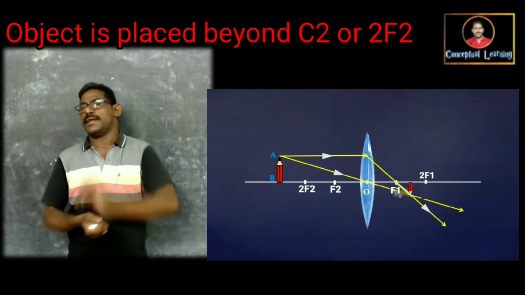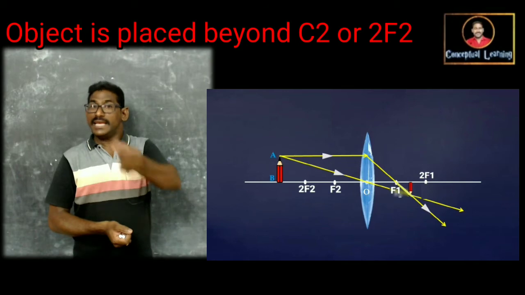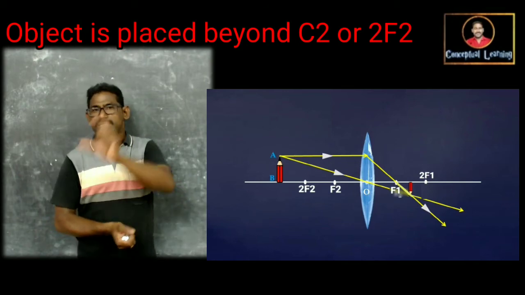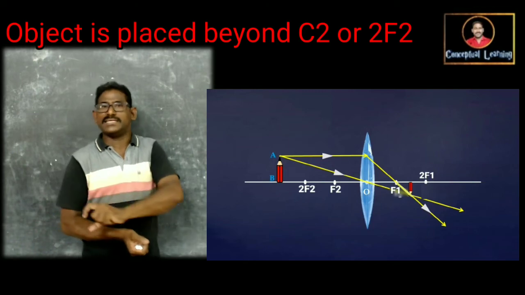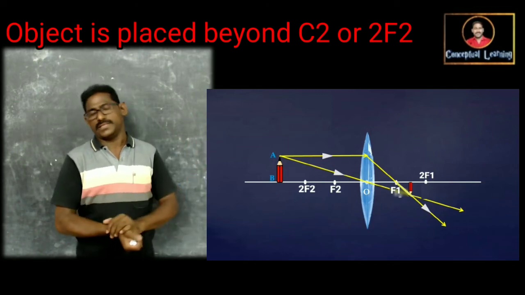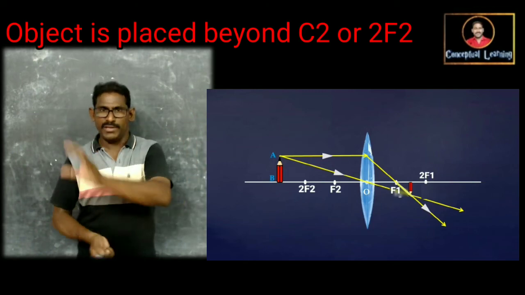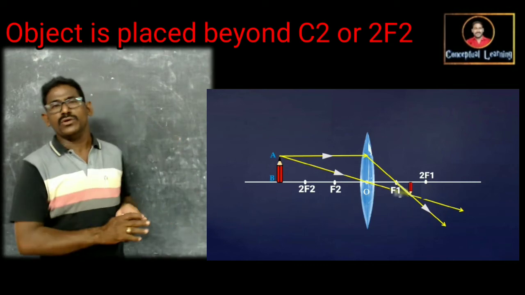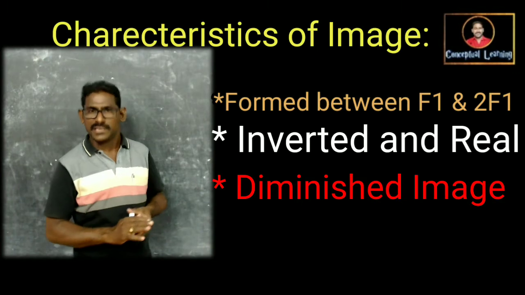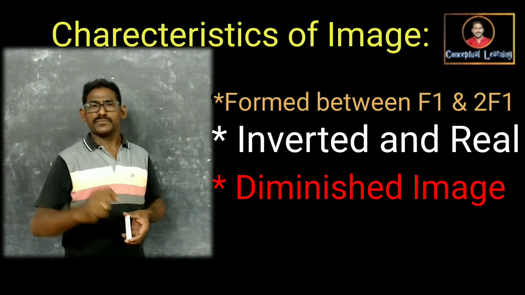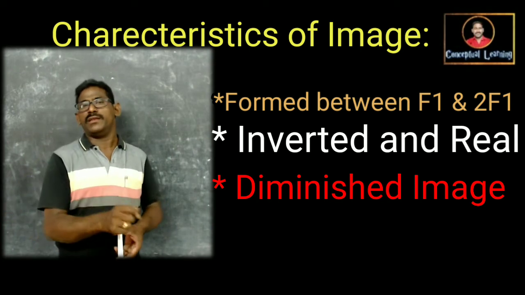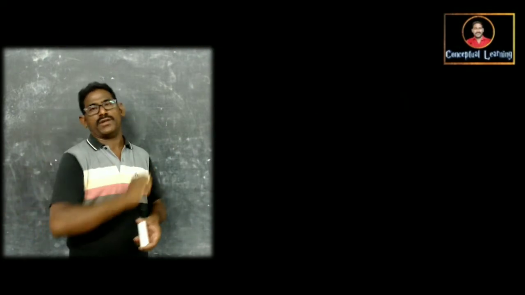If you observe the ray diagram, the image is inverted. That means it is a real image, and the size of the image is less than that of the object. That means the image is diminished. So when the object is placed beyond 2F2, the characteristics of the image are: the image is real, inverted and diminished, which is formed between F1 and 2F1.